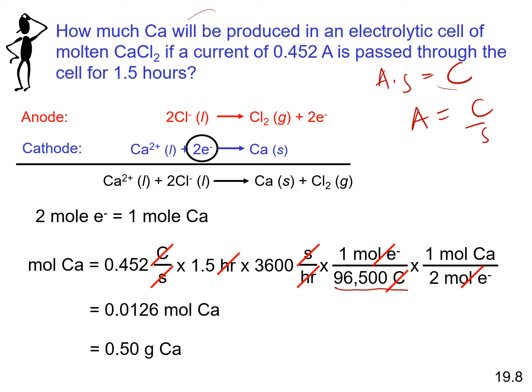So if you pass through a current of 0.452 amperes for 1.5 hours, the amount of calcium that will be deposited, or that will be produced, is actually 0.50 grams. Okay.